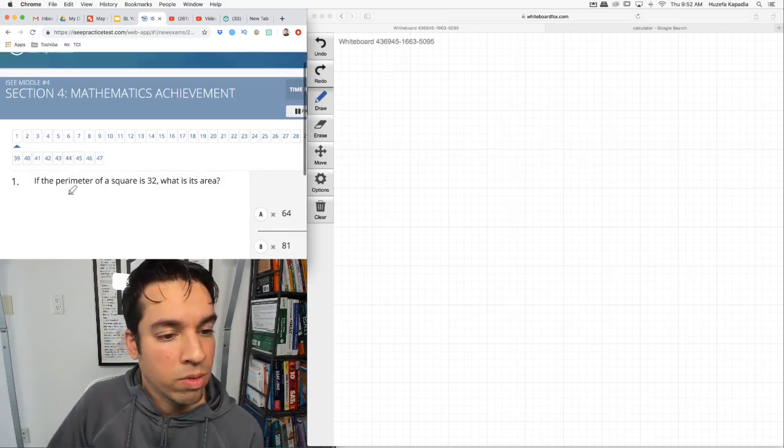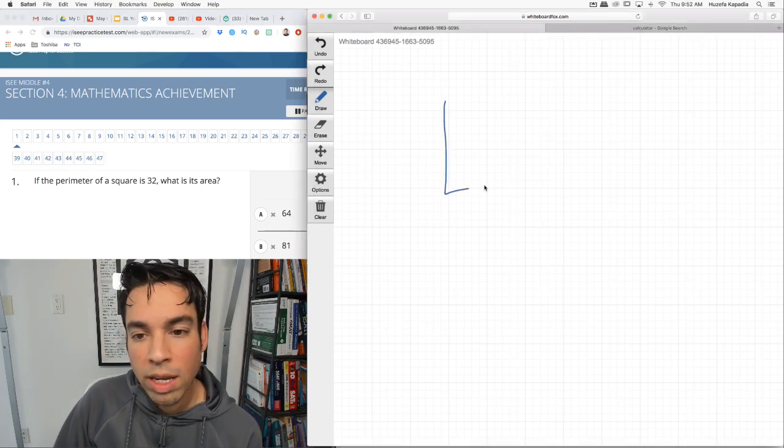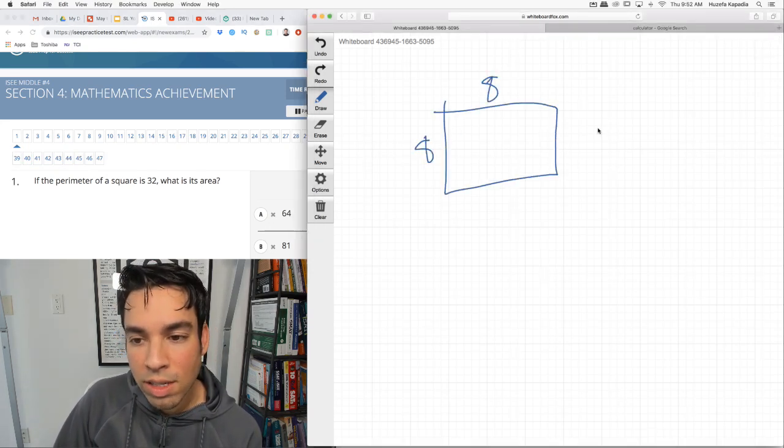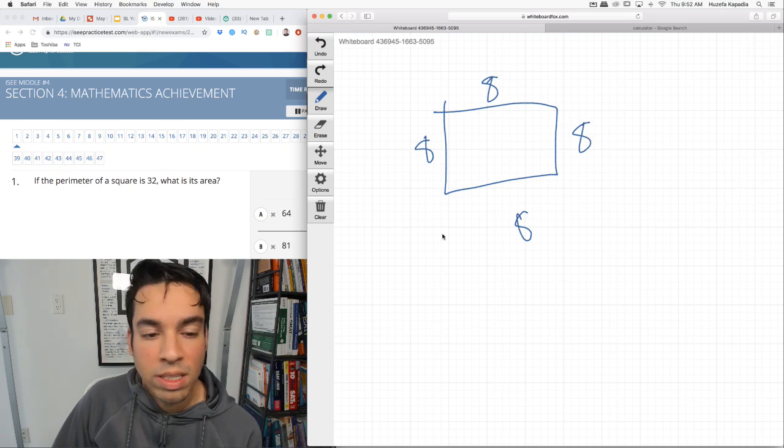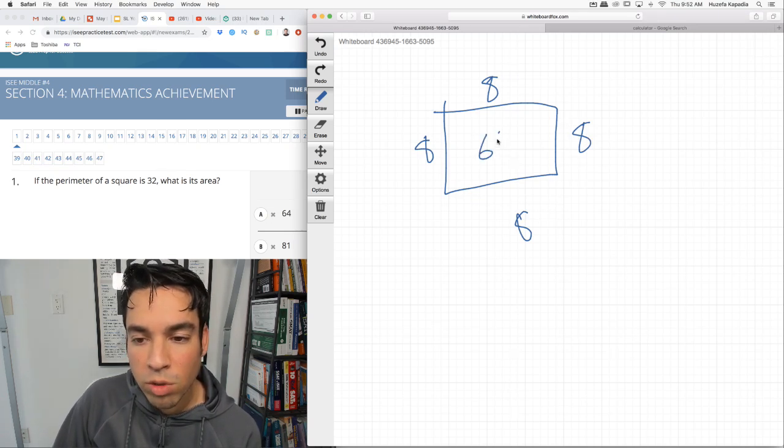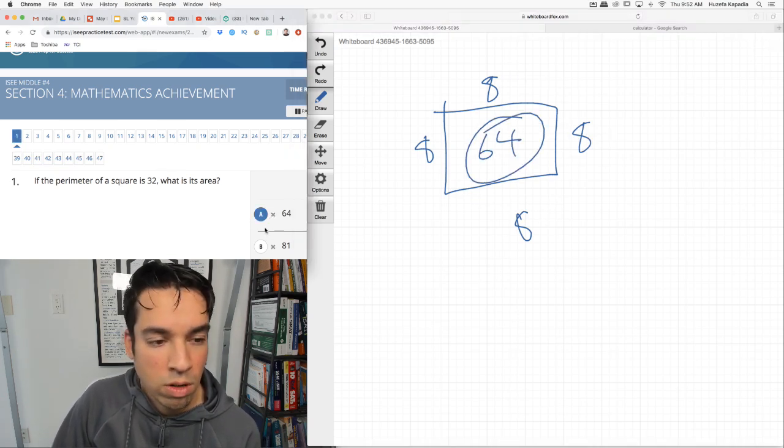Here we go. The perimeter of a square is 32. What is its area? Okay, if the perimeter is 32, it means all the sides are 8, right? Because 8 plus 8 plus 8 plus 8 is 32. 8 times 8 is the area, which is 64.